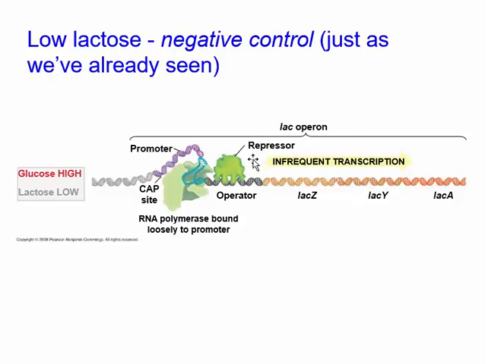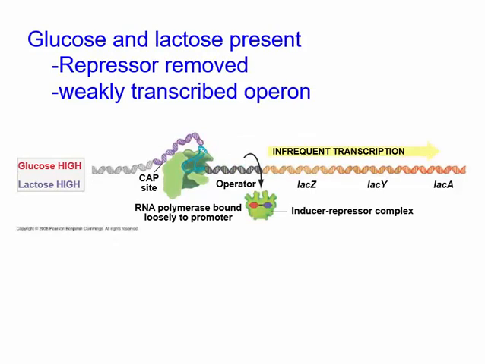There is a bit of an added detail here saying infrequent transcription. And this is just highlighting the idea that this repression isn't perfect. And so sometimes RNA polymerase is going to squeak by, but it's not a significant amount. All right, so we've seen this already.